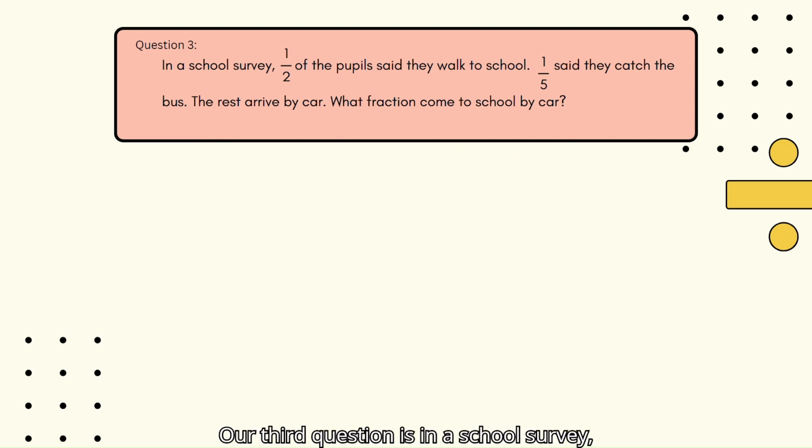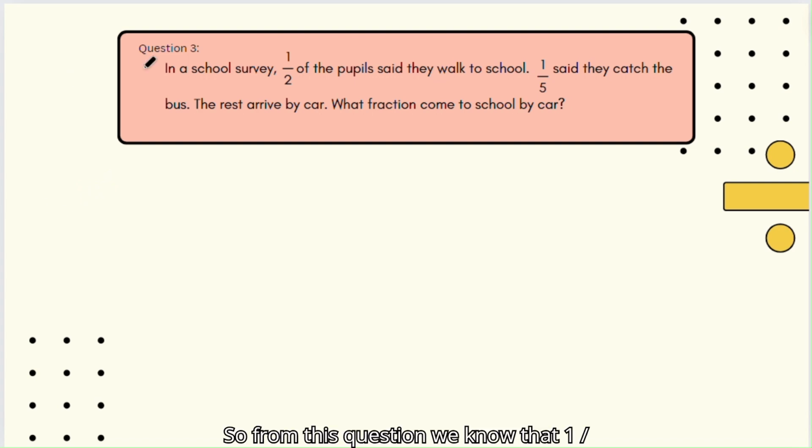Our third question is, in a school survey, 1 over 2 of the pupils said they walked to school. 1 over 5 said they catch the bus. The rest arrived by car. What fraction come to school by car? So from this question, we know that 1 over 2 of the pupils walk to school, 1 over 5 of the pupils catch the bus, and the rest arrive by car. And we have to find the fraction of pupils who come to school by car.